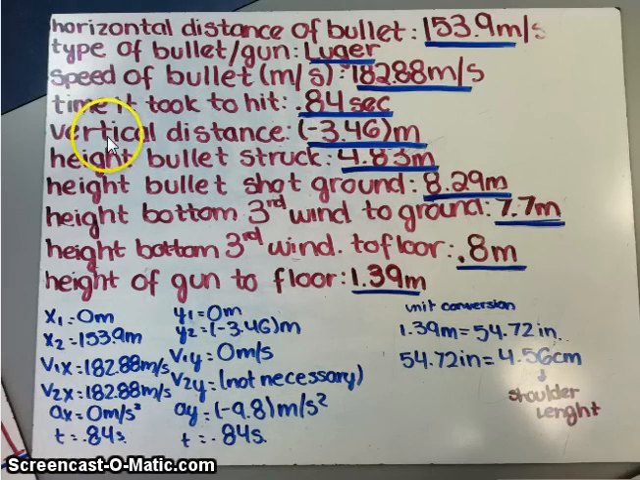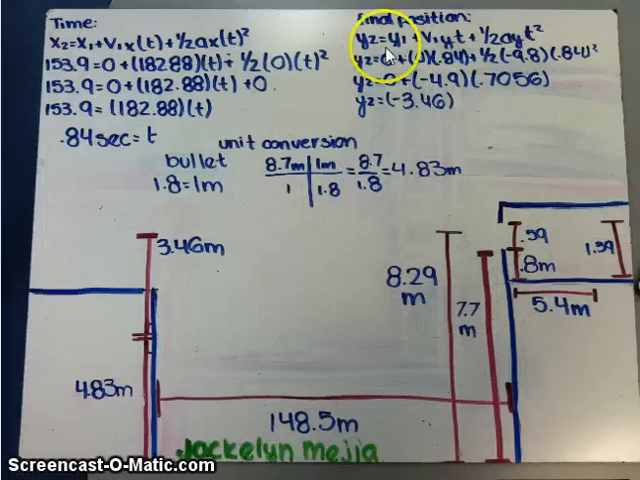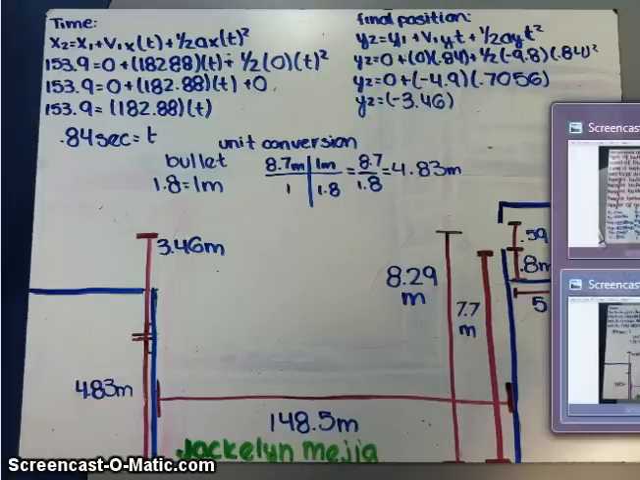We then need to find the vertical distance, and to find that we use the same equation, only plugging in our vertical variables, and we are left with 0 plus 0 times 0.84 plus half of negative 9.8 times 0.84 squared, which is equal to negative 4.9 times 0.7056, and our vertical distance is negative 3.46 meters.